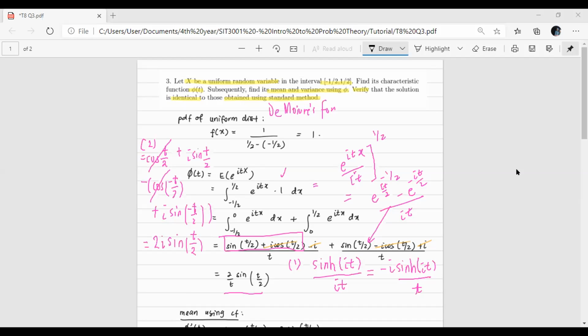Then you basically divide. After that you have, I can write out the i here, 2i sin(t/2) divided by it. The i will cancel, so you get 2 sin(t/2) over t. You get this, the same thing.